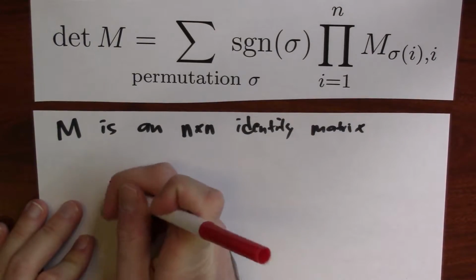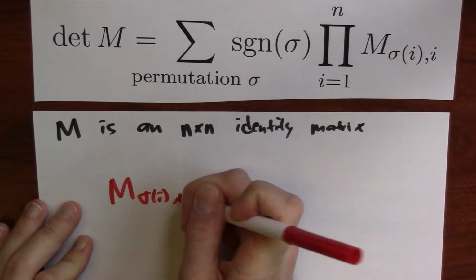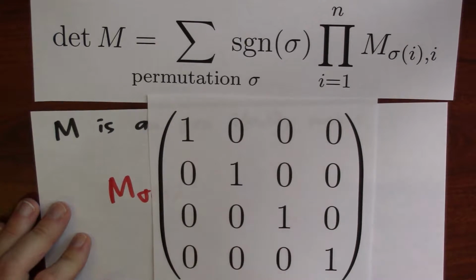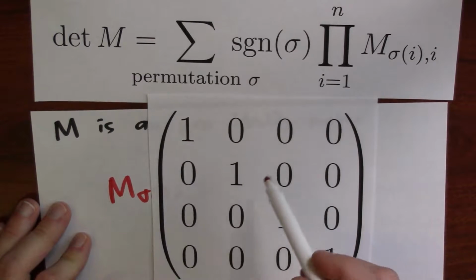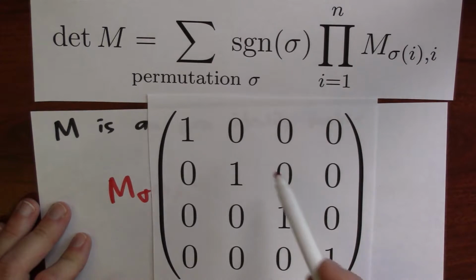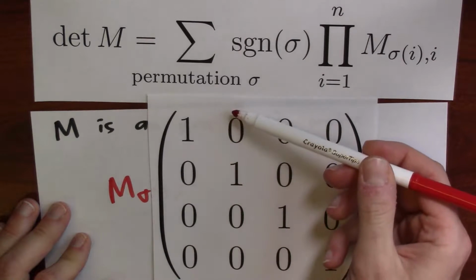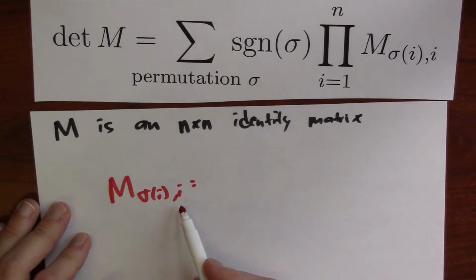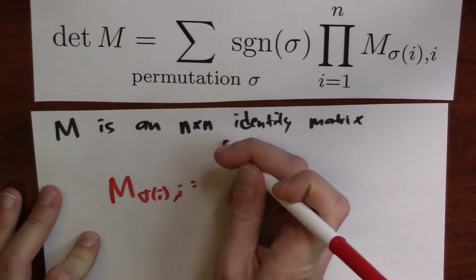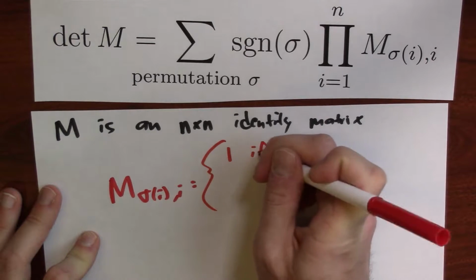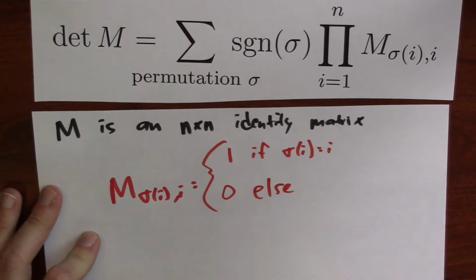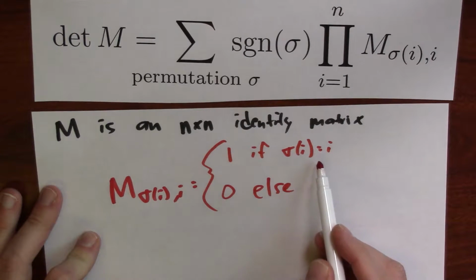Right, so I want to compute what M sigma I is equal to. Well, let's think about what the identity matrix looks like, right? The identity matrix is zeros except down the diagonal where I've got these ones. So an entry of one of these identity matrices is 0 unless the row index equals the column index, and then it's a 1. And what that tells me is that M sigma I, when M is an n by n identity matrix, well, this quantity is 1 if sigma I is equal to I, and it's 0 otherwise. It's 0 if sigma I isn't equal to I.